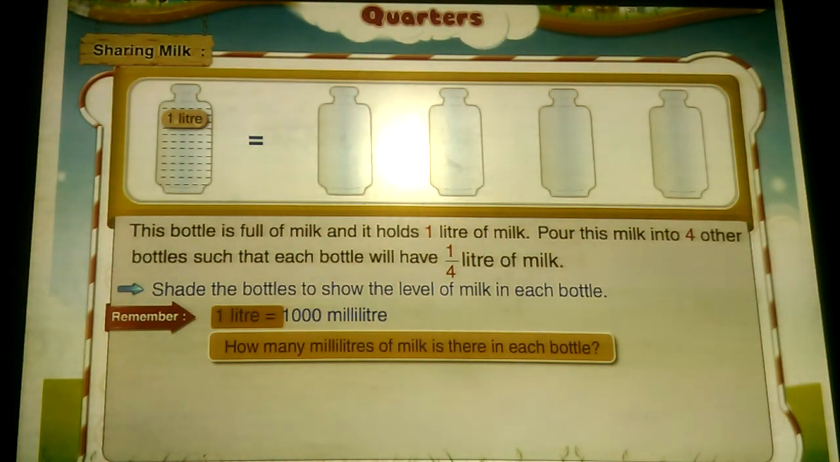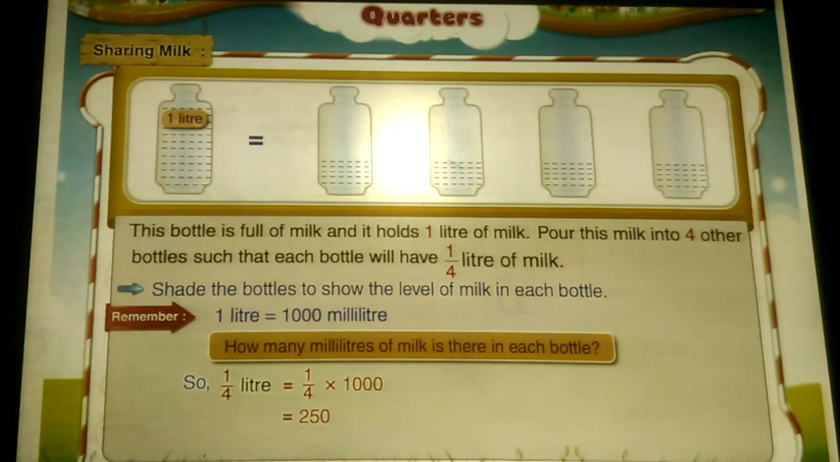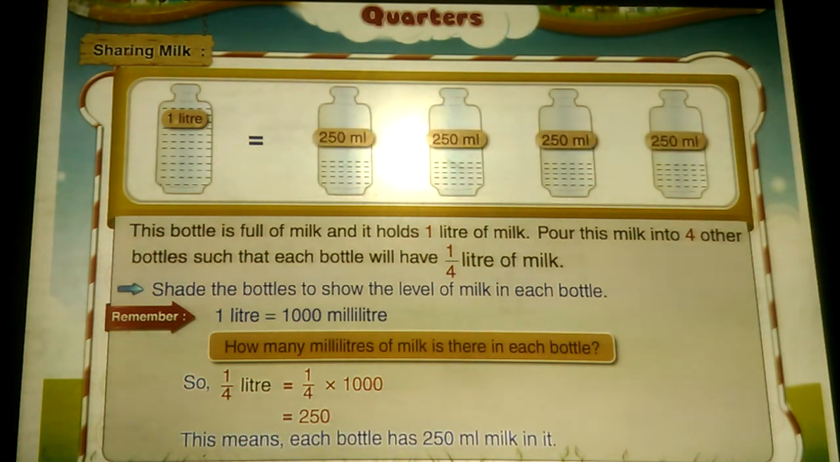1 liter is equal to 1000 milliliter. So, to find out how many milliliter make a quarter, that is 1/4 liter, we will have to multiply 1 upon 4 by 1000. The answer obtained is 250. This means each bottle has 250 ml milk in it.